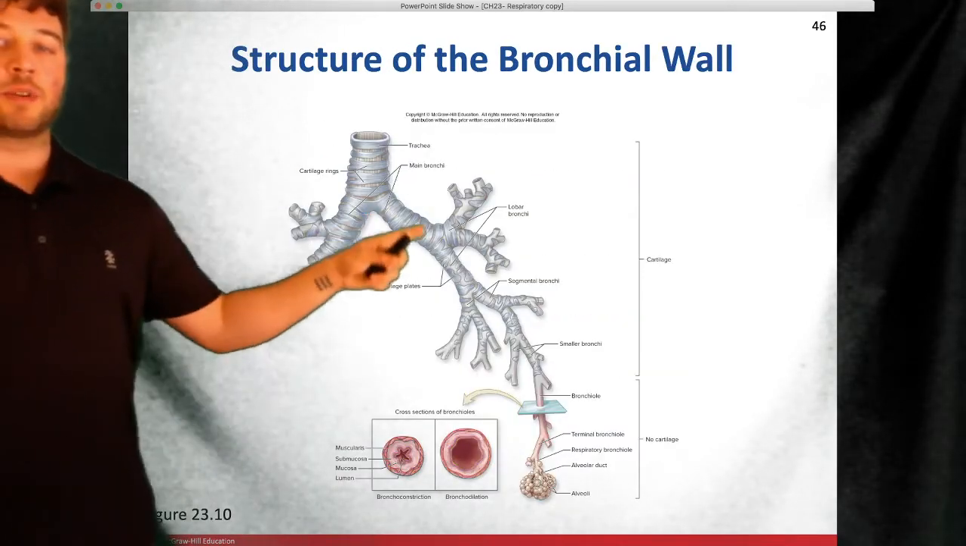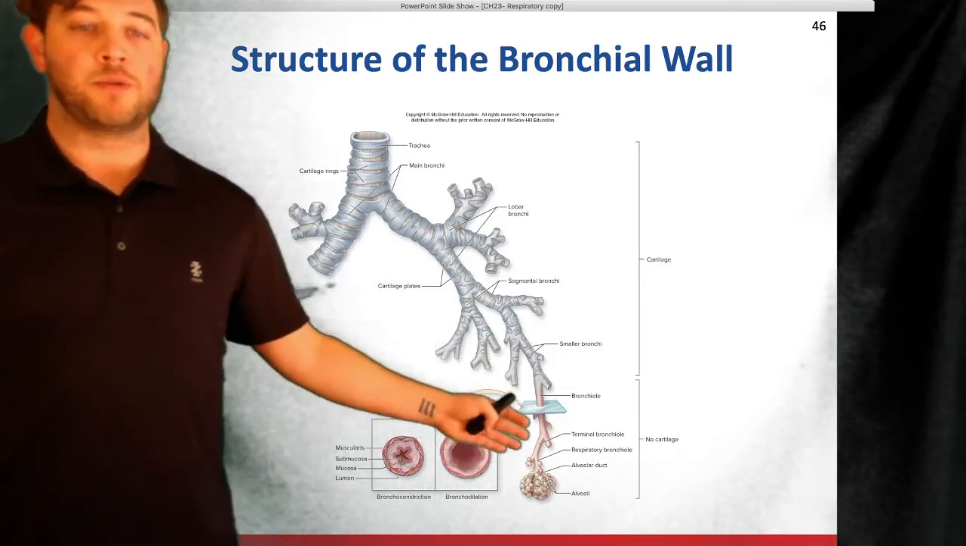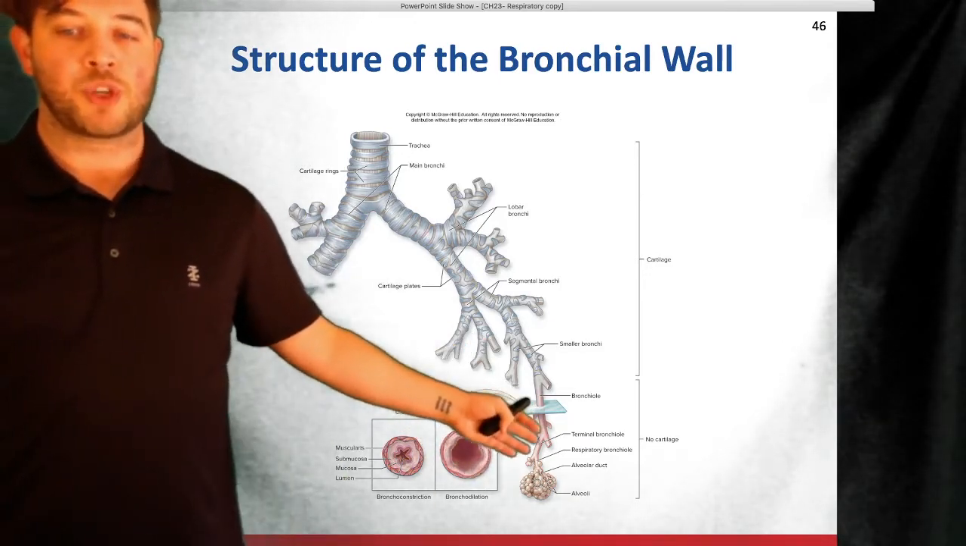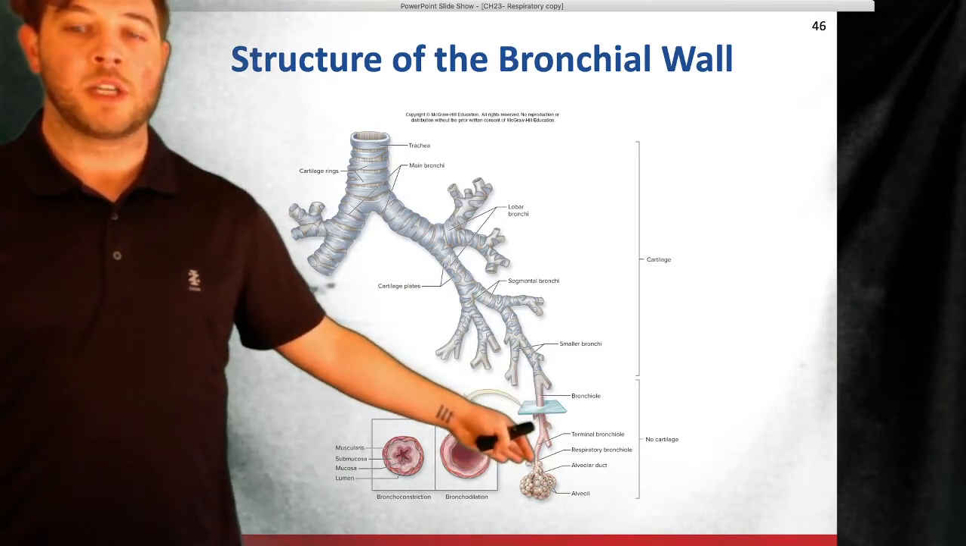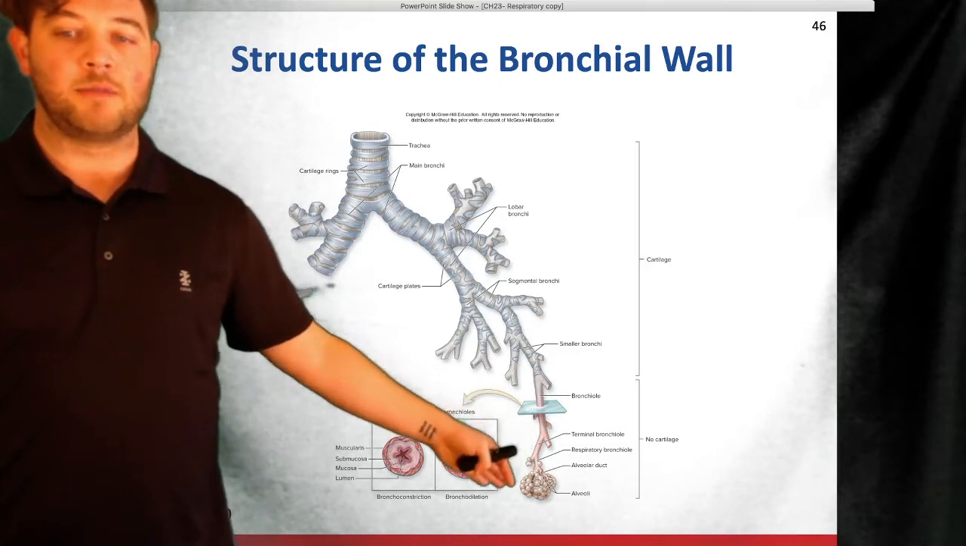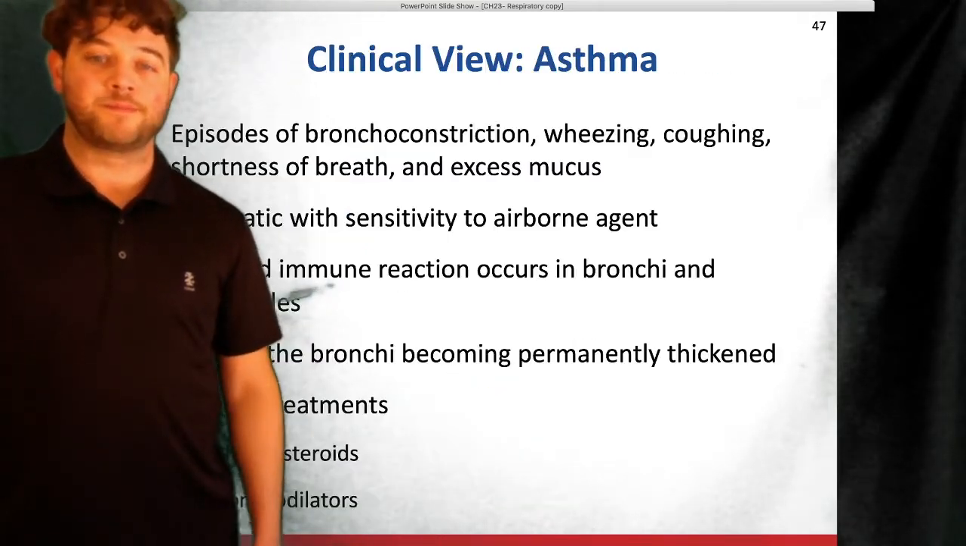This is, again, just breaking it down smaller and smaller. Once you get down into the terminal bronchiole, again, that's the end of the conducting zone. You get into the respiratory bronchiole, and this is when we start to see really no cartilage and more smooth muscle.